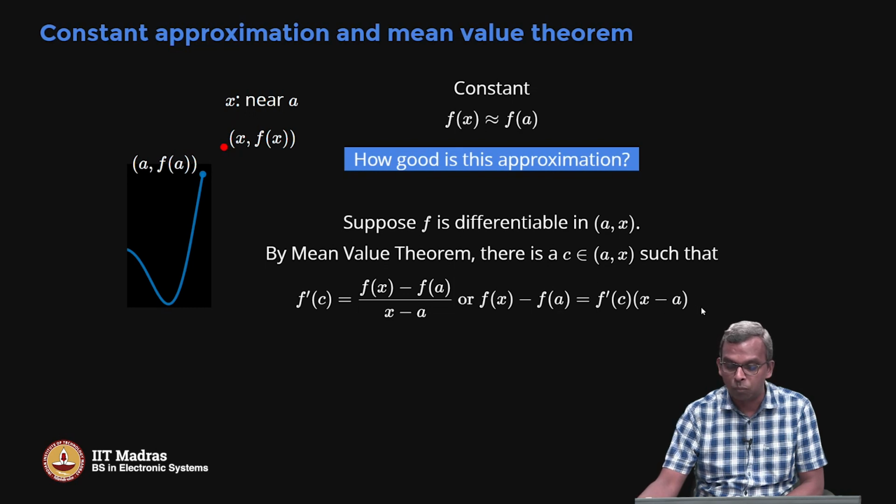times (x minus a). Notice this f(x) minus f(a) which shows up here, you see that here, right? Now that is my error, isn't it? The error of constant approximation. And notice what it depends on on the other side. It depends on how far away from a you are. If x goes farther and farther away from a, this quantity also tends to increase.